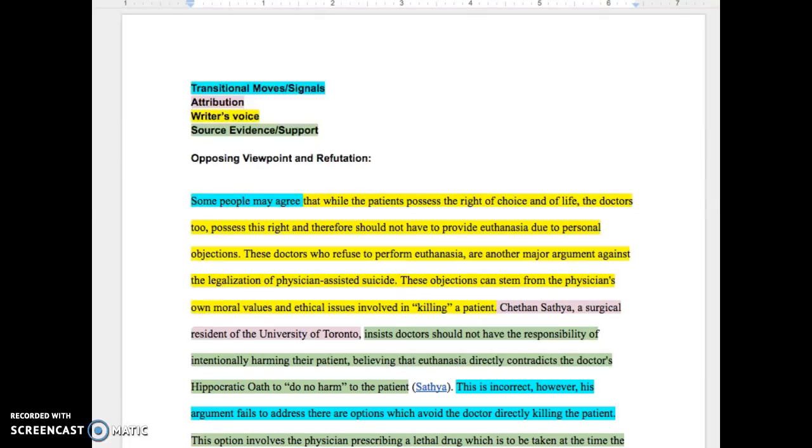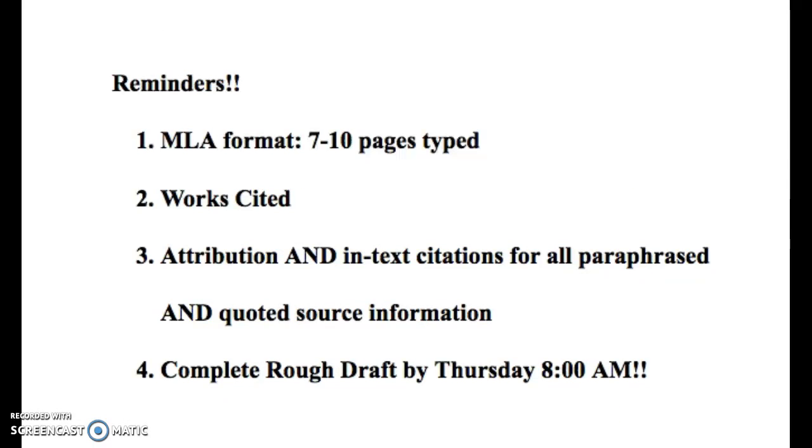This is going to be a quick video, I hope, going over some argument sample body paragraphs written by past students. In these particular body paragraphs, we're really looking at opposing viewpoints and refutation, how to introduce opposition, and using those transitional moves. And we're going to talk a little bit about making sure you have a strong voice within the essay.